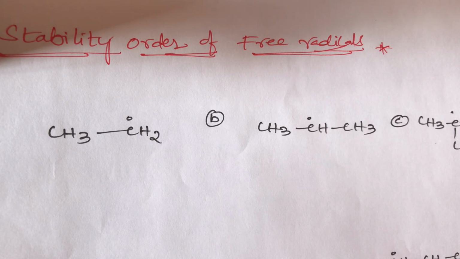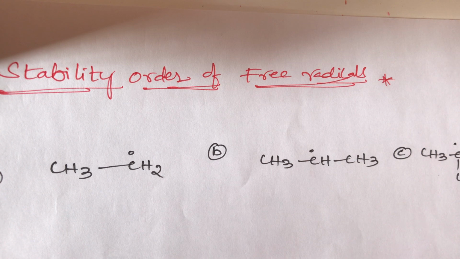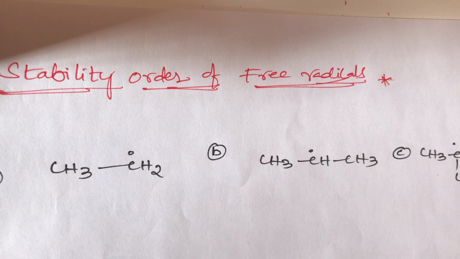Next trick: the stability order of free radicals. In hyperconjugation, this is also the hyperconjugation effect. This stability also depends on the number of alpha hydrogens. The stability of a free radical is directly proportional to the number of alpha hydrogens.